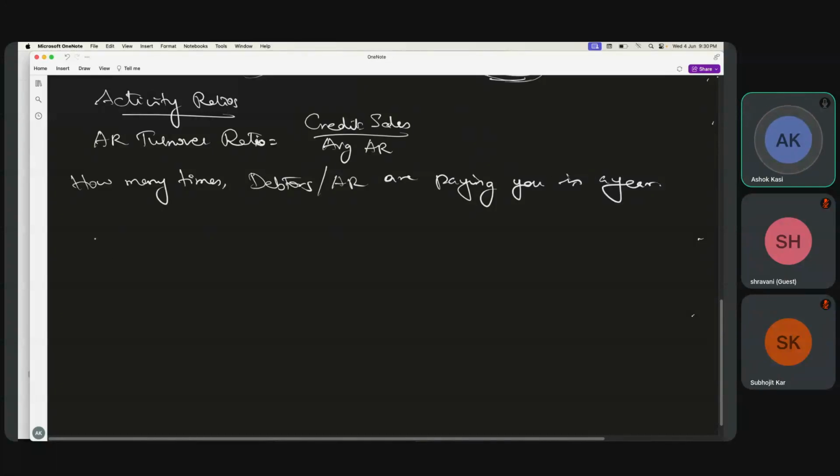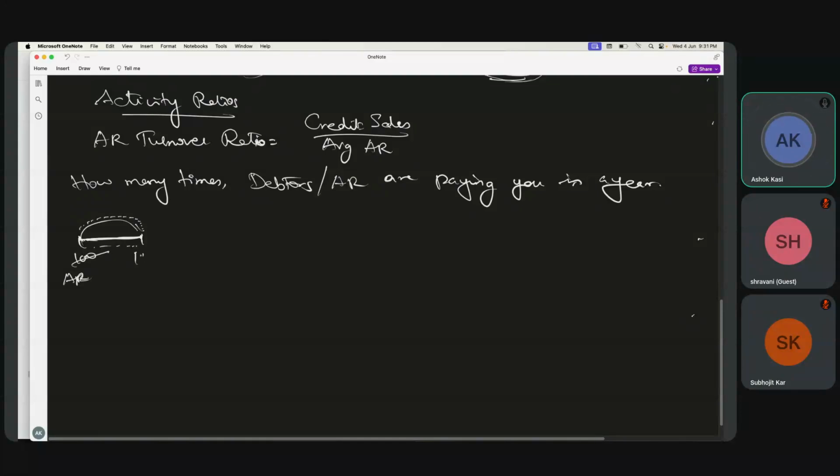Say, for example, you are doing one credit sale of 100 rupees, and then you are creating account receivable of 100 because it's a credit sale. Let's say after 1 month, this person is paying you. That's it. Then it is gone.